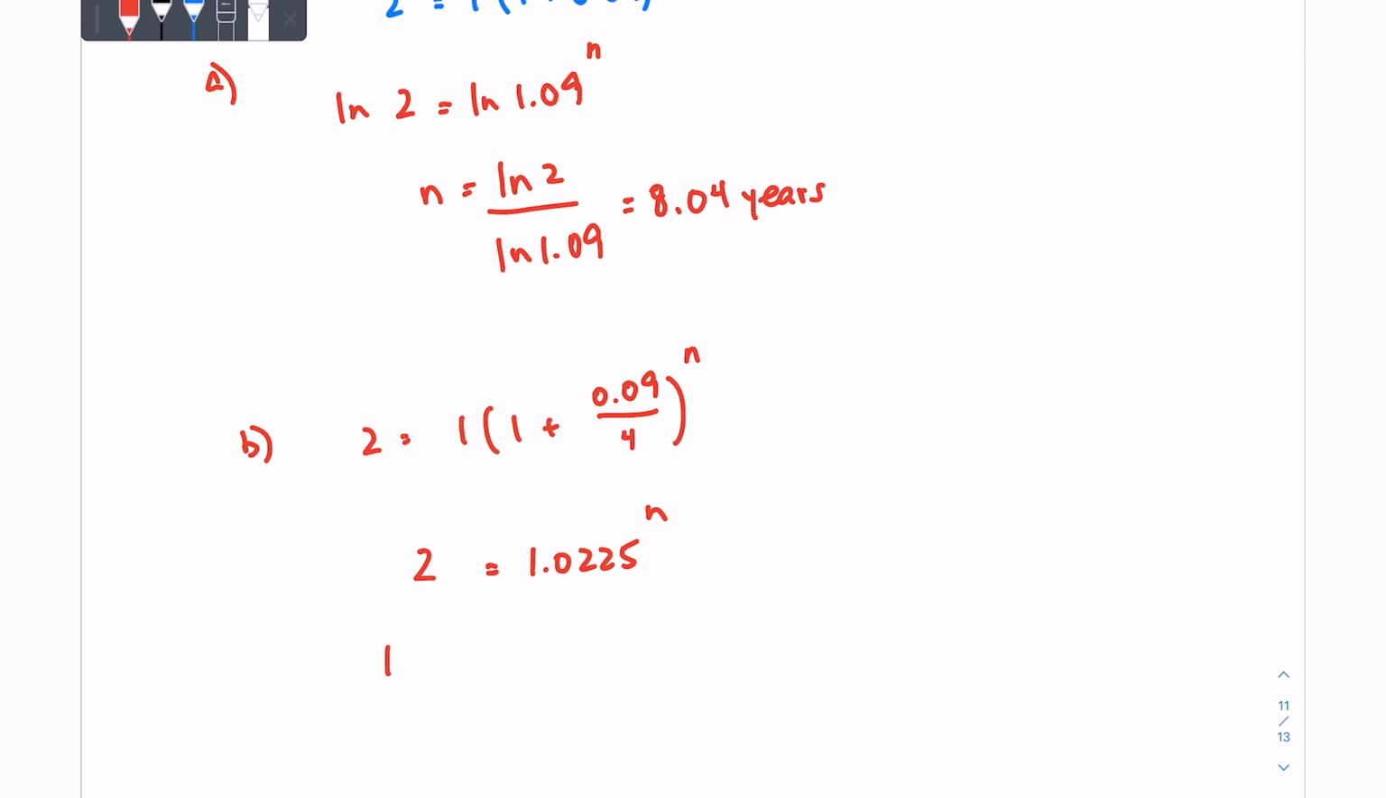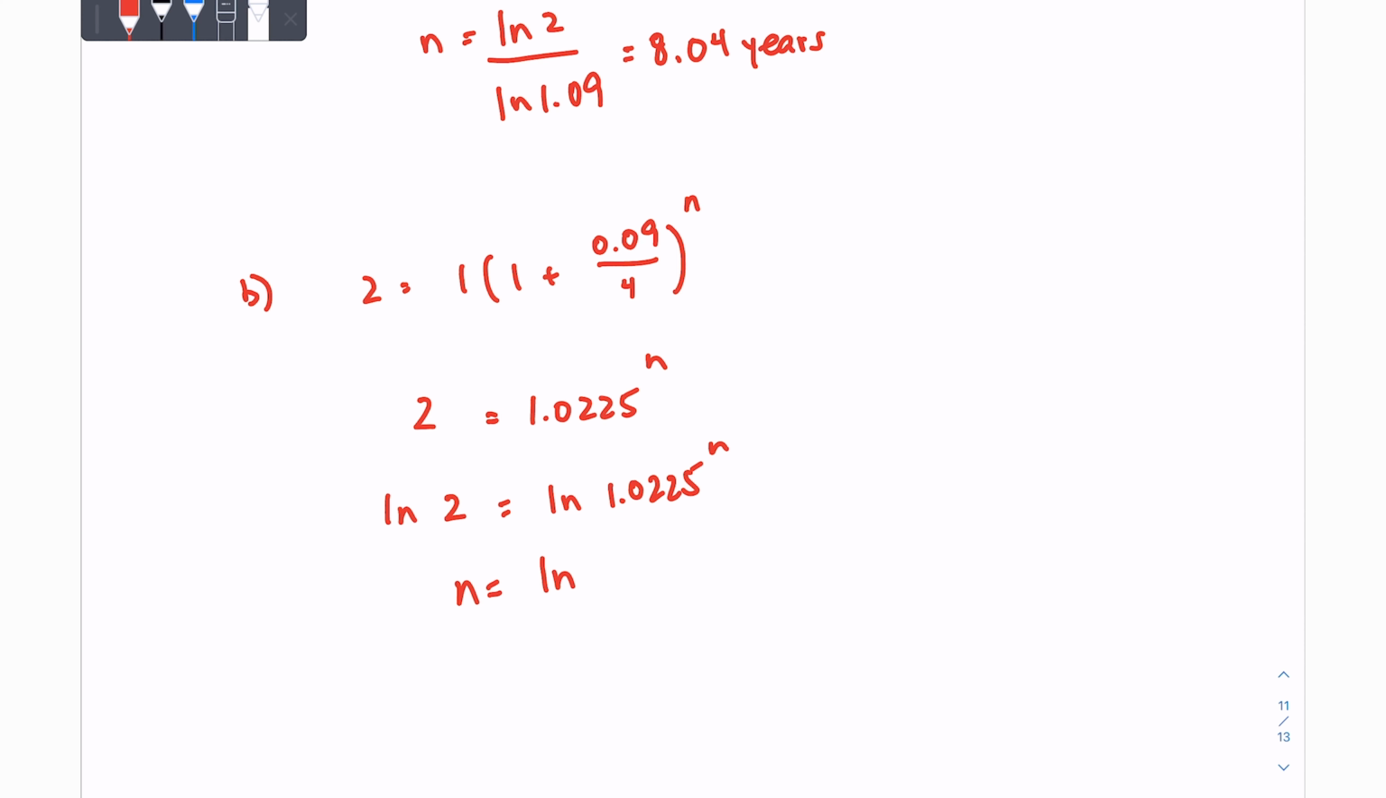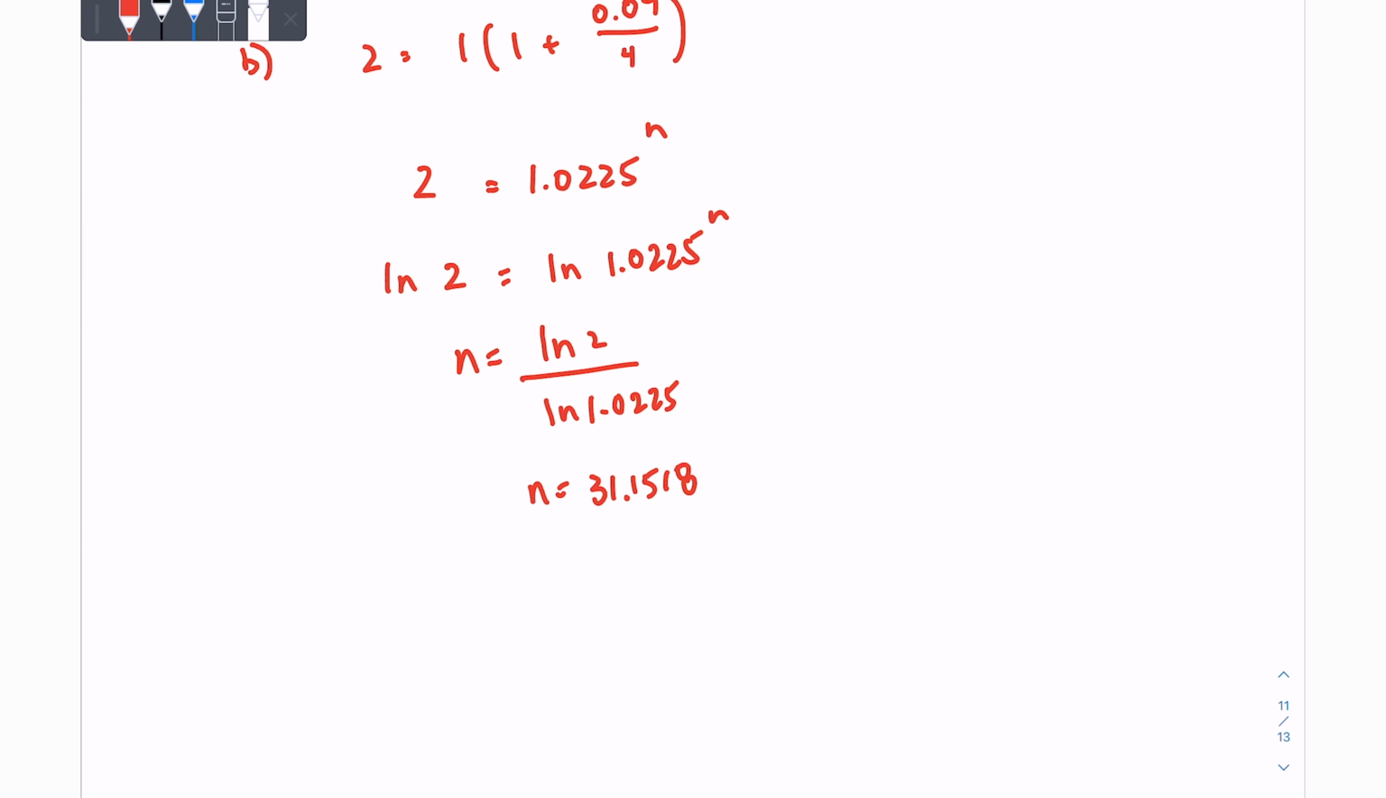And then once again, logs. So log 2 equals log of 1.0225 to the n. N would equal log 2 divided by log of 1.0225. So n is 31.1518, but this is quarterly, so I'm going to divide this by 4 now. It would take 7.79 years.